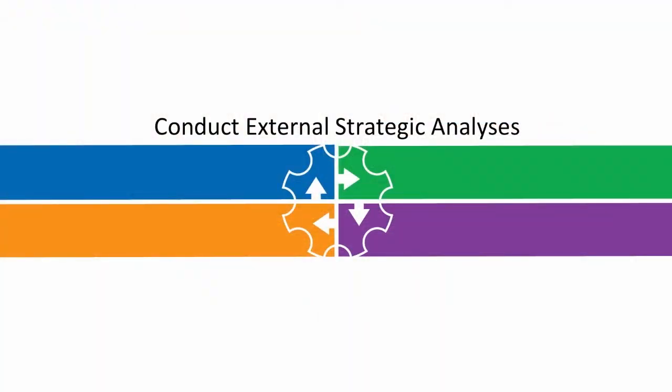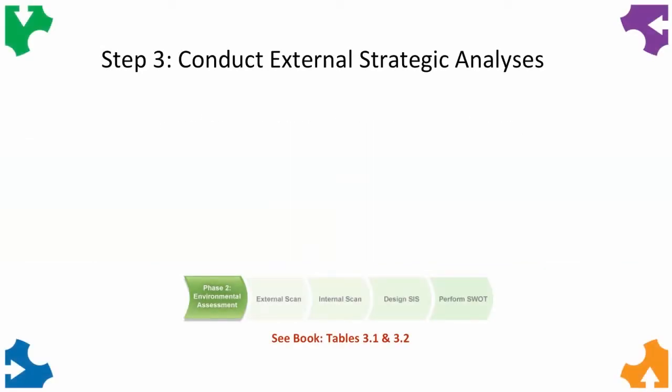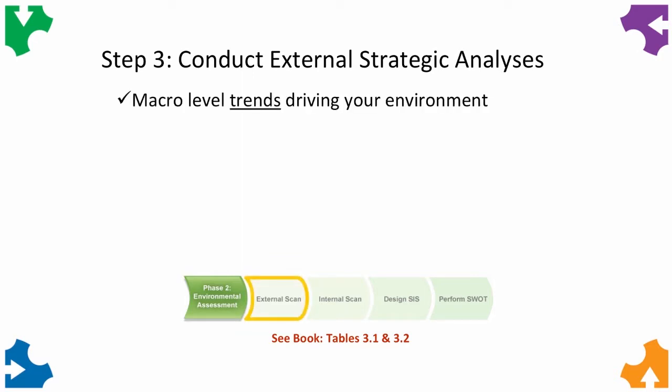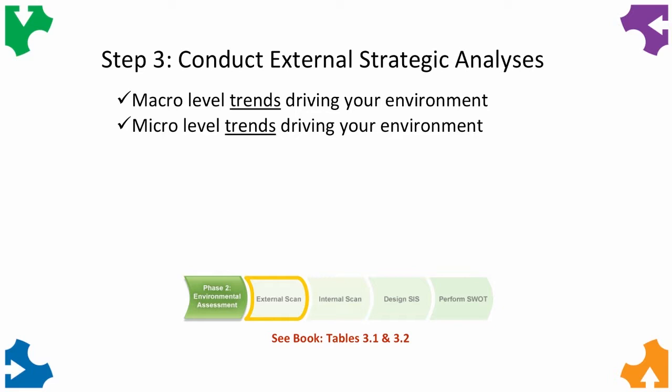Step 3, analyzing external strategic information. There are 4 main thoughts that I want you to have in mind from the beginning as we move into this material. We need to look at the macro level trends driving the strategic environment for the organization. Similarly, we need to look at more micro level trends, the industry level trends. Together, they give us plenty of hints in terms of how we should position ourselves.